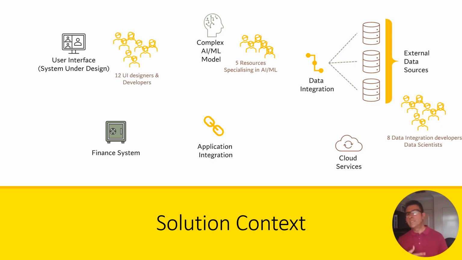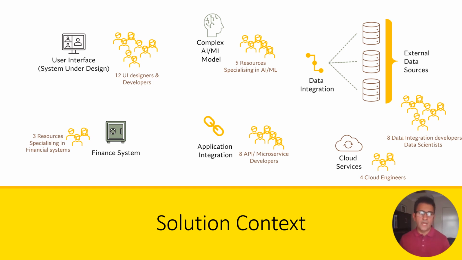We have 12 UI designers and developers working alongside each other for the UI side of things. We have 4 cloud engineers. We have 8 API/microservice developers. And then we have 3 resources specializing in that finance system. So this is pretty much the resources available to the program. And again, going back to the original question, we are tasked to find the best, or at least recommend or explore some of the topologies that are possible here.